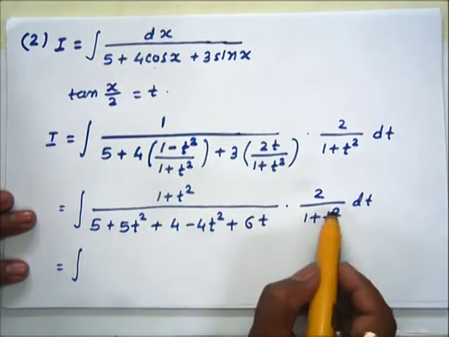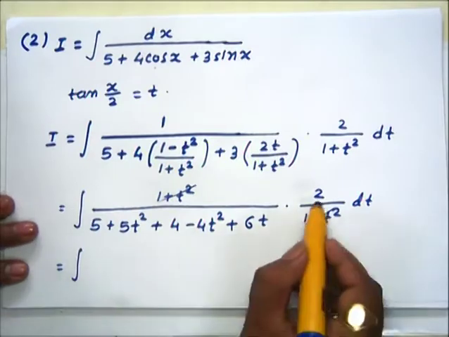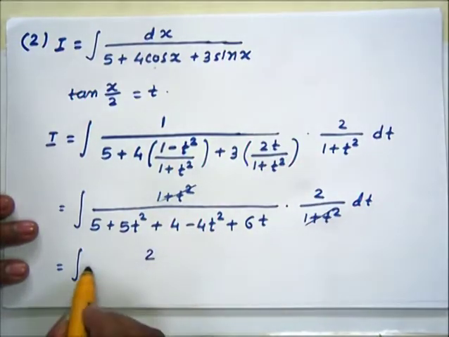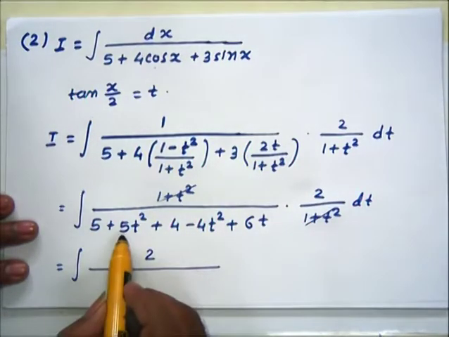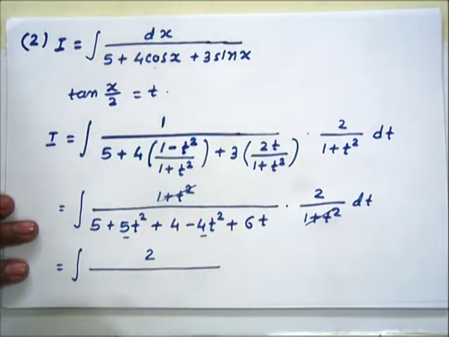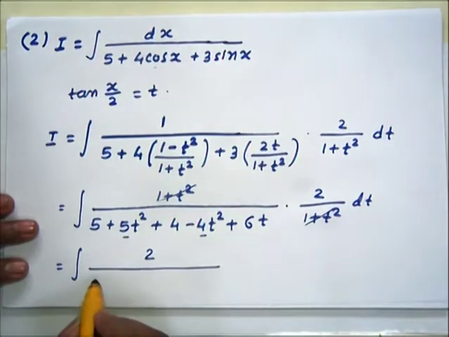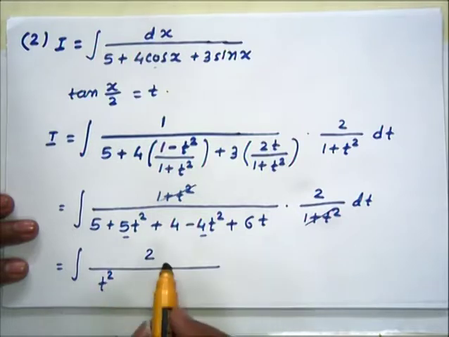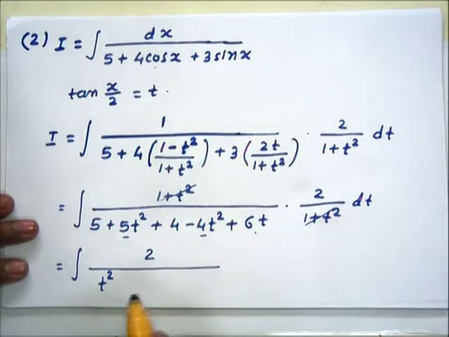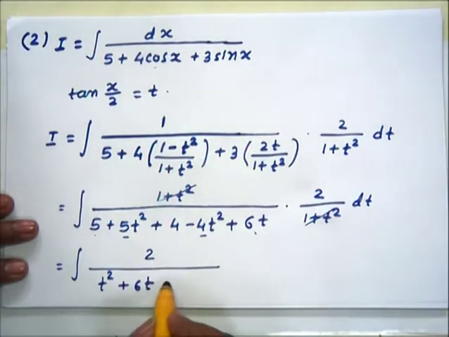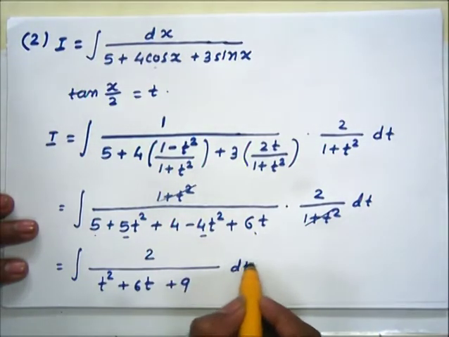This 1 plus t square and 1 plus t square will be cancelled out. This is 2 upon 5t square minus 4t square, which is t square, then plus 6t, and 5 plus 4 is 9, so plus 9 dt.